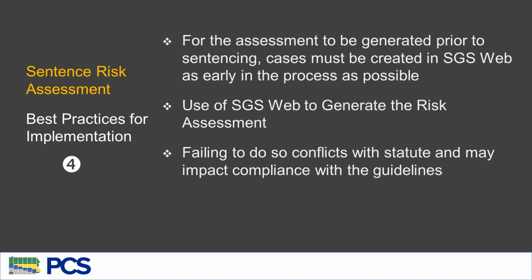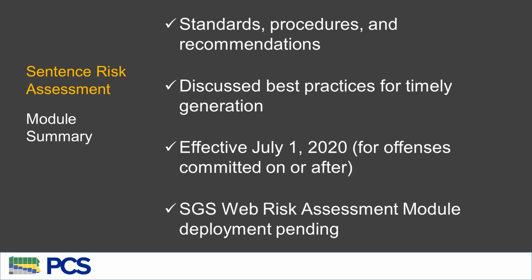In summary, we have overviewed certain standards, procedures, and recommendations related to the Commission's Sentence Risk Assessment Instrument. In addition, best practices for timely generation of the Sentence Risk Assessment Instrument were discussed. As a reminder, the Sentence Risk Assessment Instrument became effective July 1, 2020, and applies to offenses committed on or after this date. Staff anticipate the Sentence Risk Assessment module to be deployed in SGS Web in September 2020.